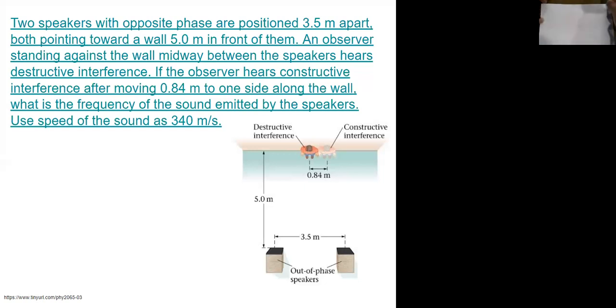Let me sketch the problem here so you can get started with the figure. Initially, this is the wall. I'm going to just use two points for the two speakers. You can treat them as point sources. So S1 here, S2 here. These two are 3.5 meters apart. This is 5 here, when he's midway, approximately.